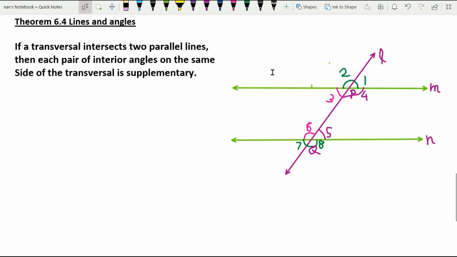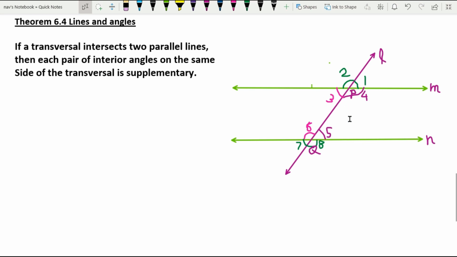Let us understand this by looking at this figure. Here, line L is the transversal. This transversal L intersects line M at point P and it also intersects line N at point Q. We are concerned only with the interior angles formed here. We are concerned only with the interior angles on the same side of the transversal.